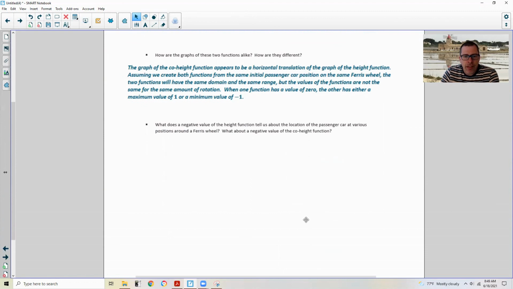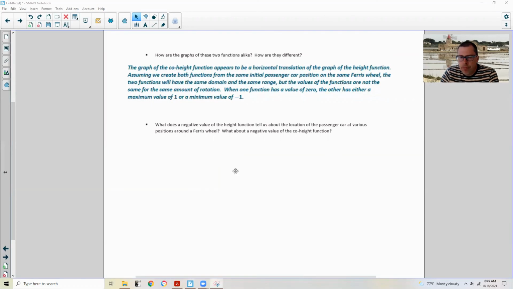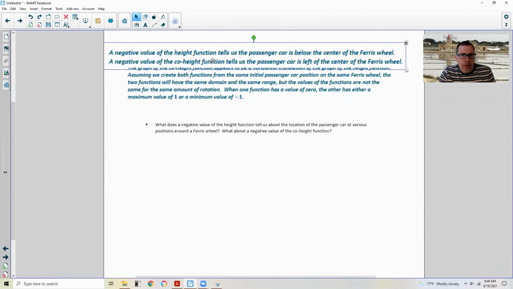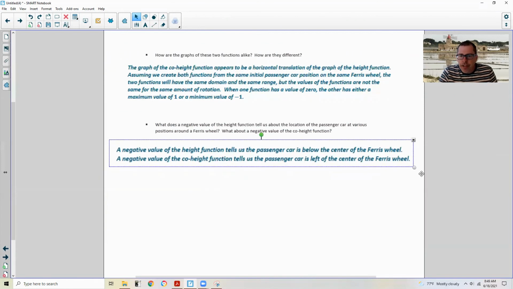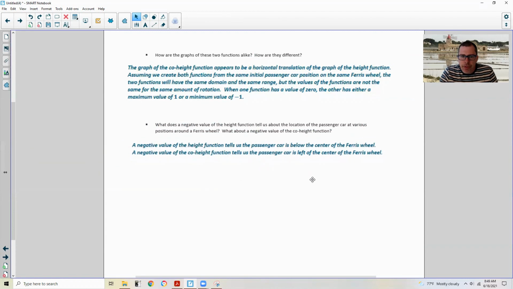Okay, so then it says, what does a negative value of the height function tell us about the location of the passenger car at various positions around the Ferris wheel? And what about the negative values of the Kohheit function? Okay, so let me bring those in and we'll be done. All right, the negative values of the height function tell us the passenger car is below the center of the Ferris wheel. The negative value of the Kohheit function tells us the passenger car is to the left of the center of the Ferris wheel. And there you have it.